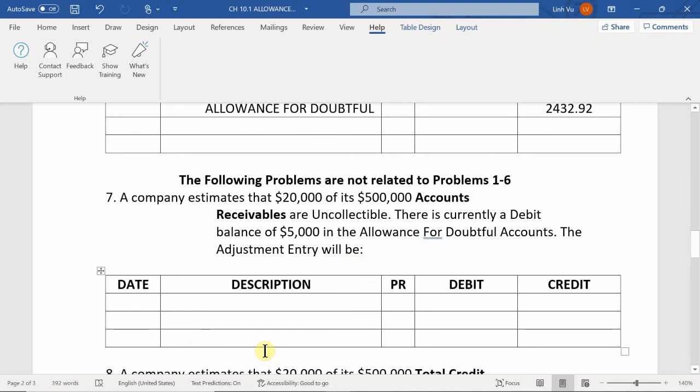So assuming this is December 31st, right? If it's estimated that 20,000 of a 500,000 accounts receivable is uncollectible, okay? And there's bad debt expense and allowance. Bad debt expense and allowance, okay? Now how much? 20,000 plus 5,000 because it is a debit. Let's see, accounts receivable. Okay, so 20,000 plus a debit balance of 5,000 is correct. So the answer is 25,000. Good.